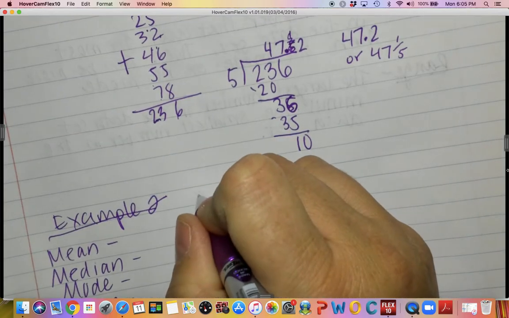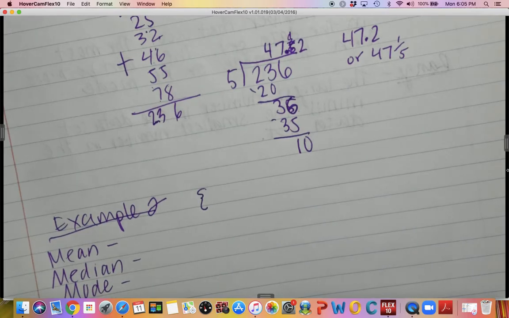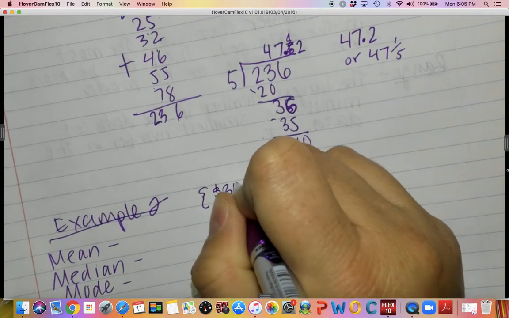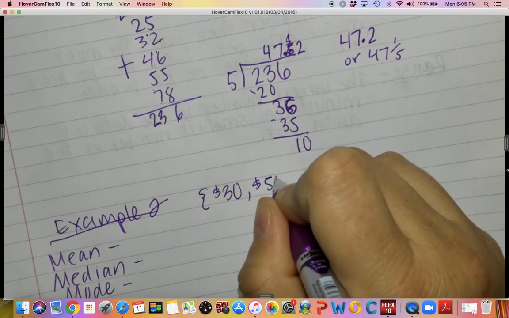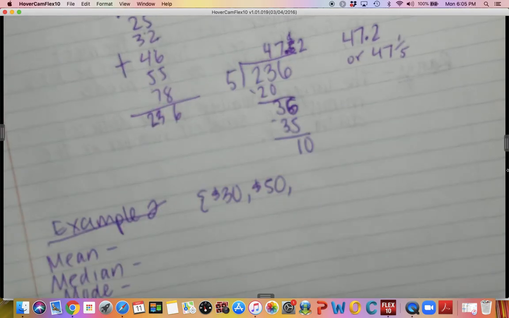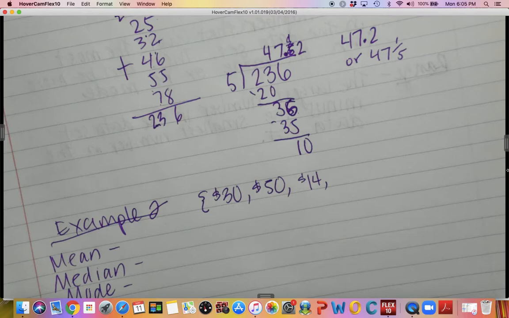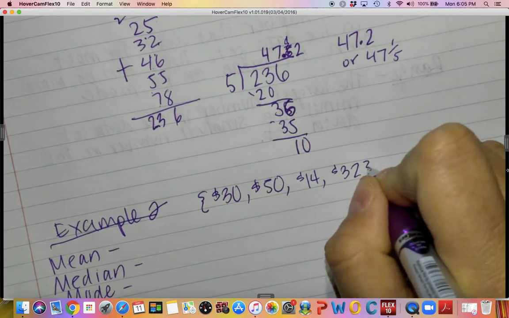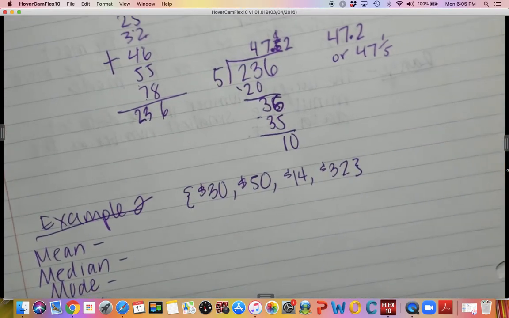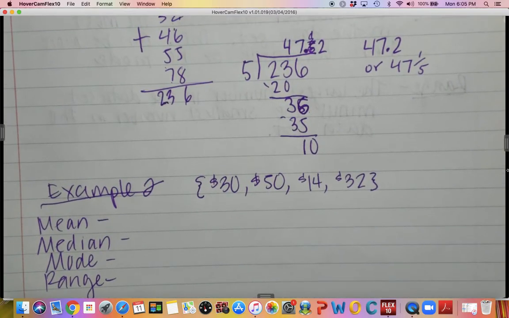So my data set is $30, $50, $14, and $32. Which is way cheap, because I promise you, when you go to college and you have to buy textbooks, they're way more than that. This must be old data.